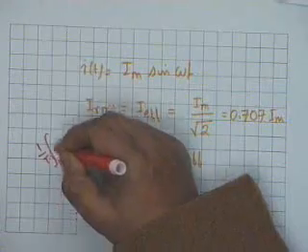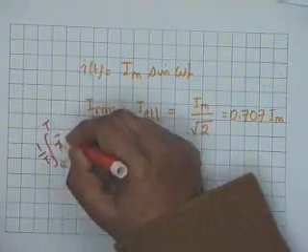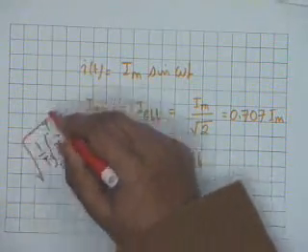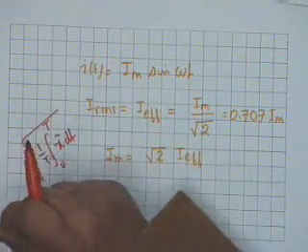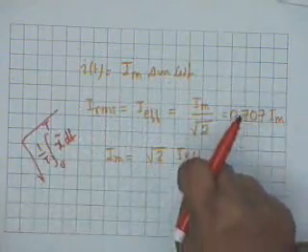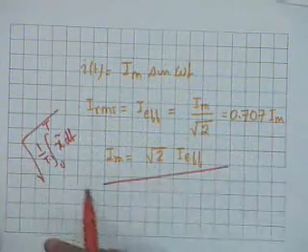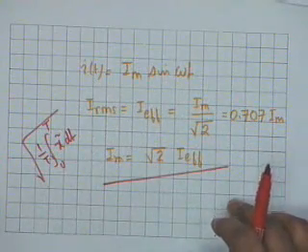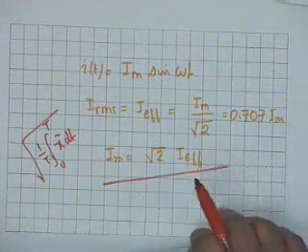It is not true for other periodic waveforms. For other periodic waveforms, you shall have to calculate by substituting in 1 by T integral 0 to capital T x squared dt, then taking the square root. You shall have to calculate for each case. It is only for a sinusoid that this shall be valid, that is, the peak value is root 2 times I effective.